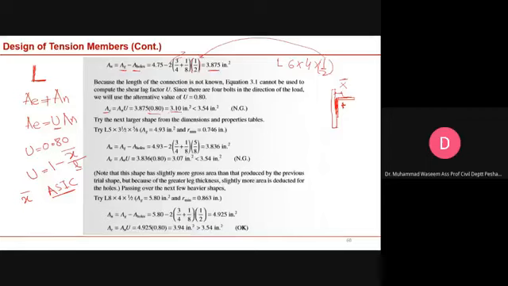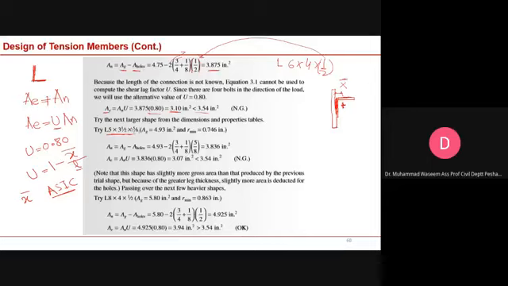Effective area is 3.1 inch square, which is less than 3.54 inch square. So the effective area is less than required, and this member is not satisfactory. We will try out another member, and that member happens to be this one. It has a thickness of 5 by 8 inches.